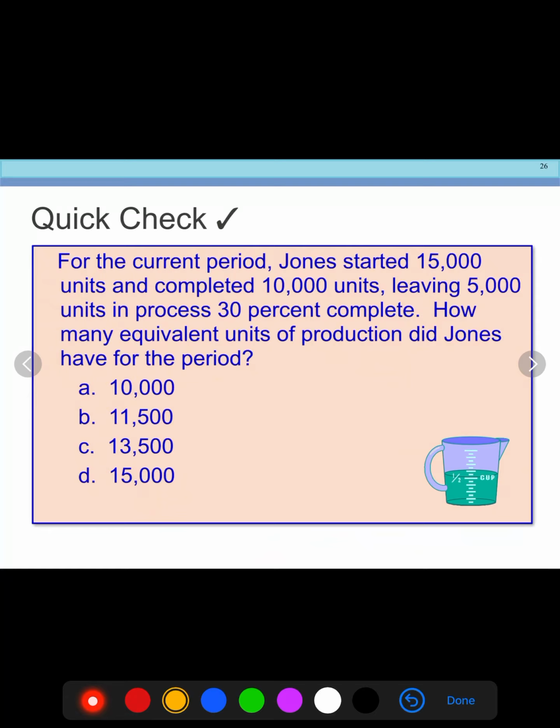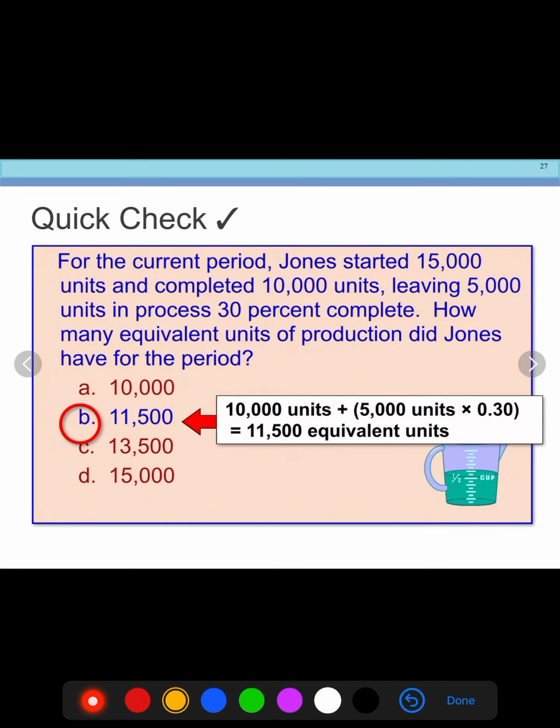Let's have a quick check. For the current period, Jones started 15,000 units and completed 10,000 units, leaving 5,000 units in process, 30% complete. How many equivalent units of production did Jones have for the period? So the answer is 11,500. How is it computed?